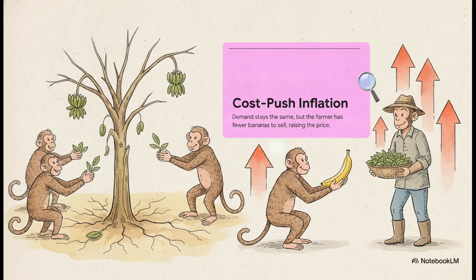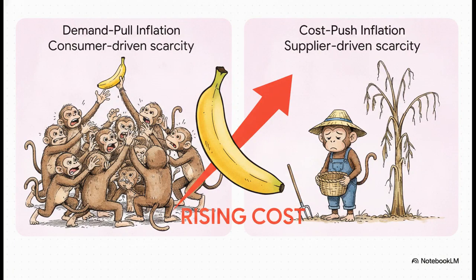Once again, because the total pool of bananas just shrank, the fruit becomes rare on the market. That sudden drop in supply pushes the price up, making our monkeys hand over more leaves for the exact same snack. Now, what's really interesting about this slide is the direct contrast here.